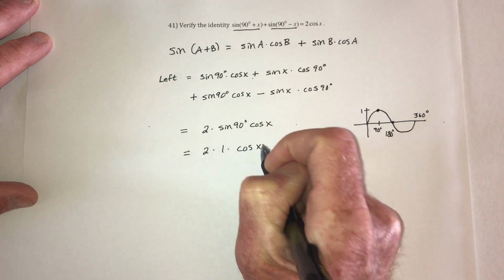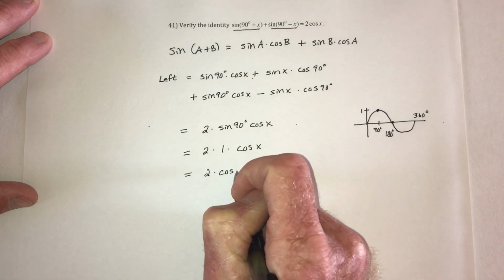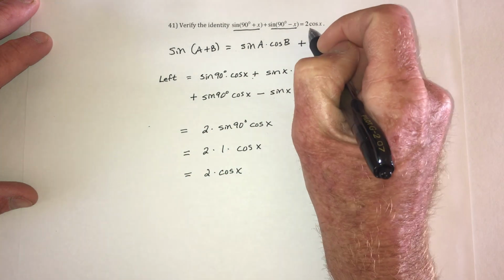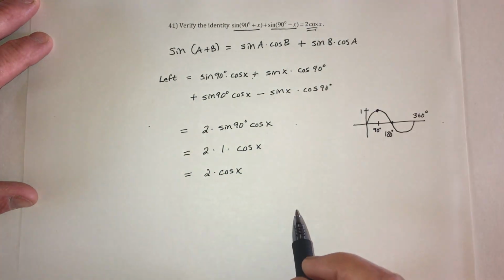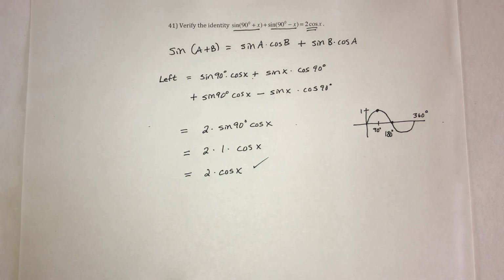And then it's about time I look up at the top and see what it is that was being asked for. What was being asked for is 2 times cosine of x, which means, ding ding, we're done.